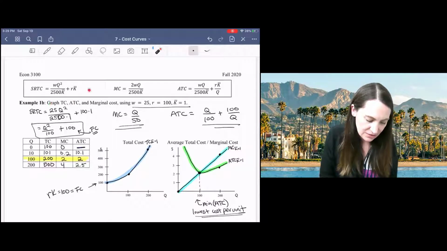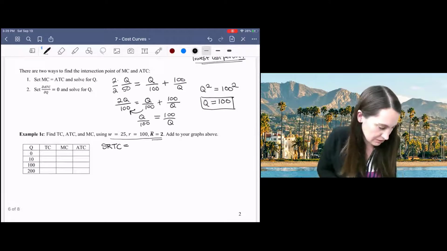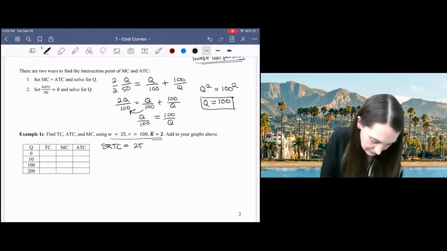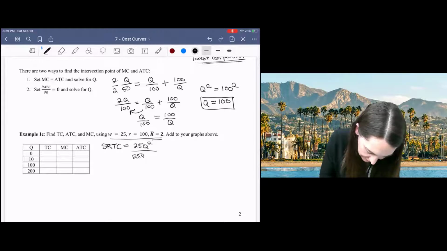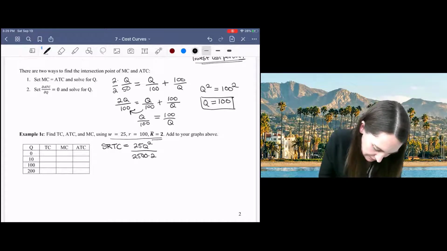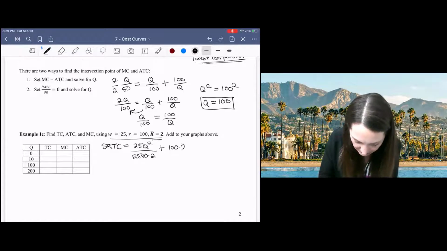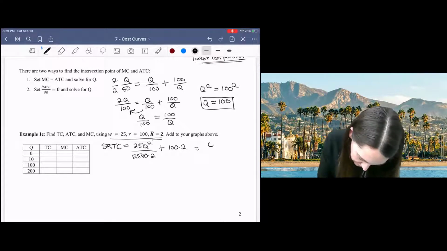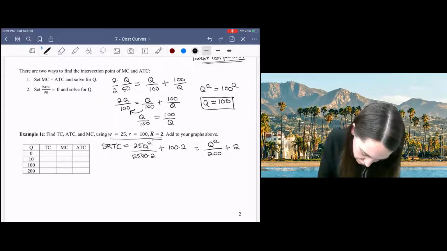So I'm just going to take this equation and plug in my new capital along with my input prices to get my short run total cost equation. So I've got 25Q squared divided by 2,500 times Q plus 100 times 2. So that's giving me Q squared over 200 plus 200.